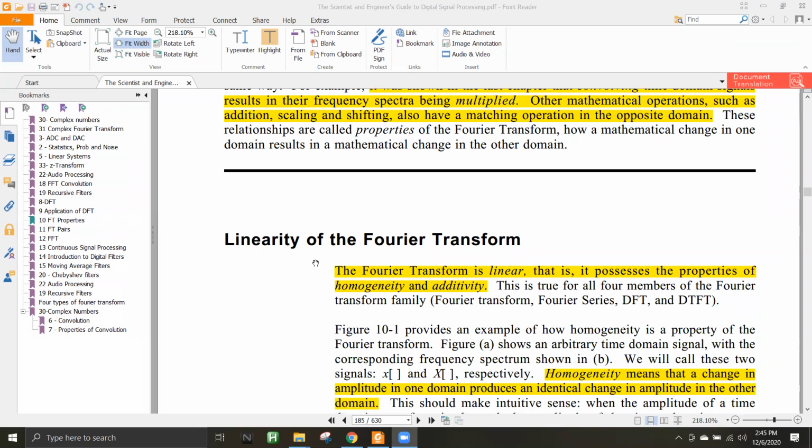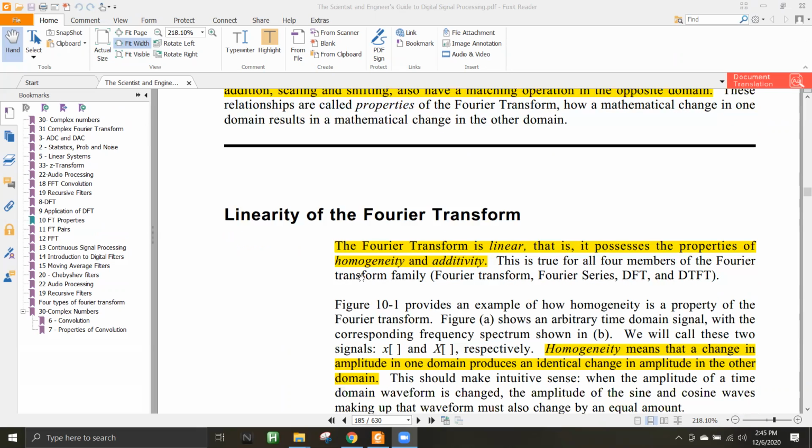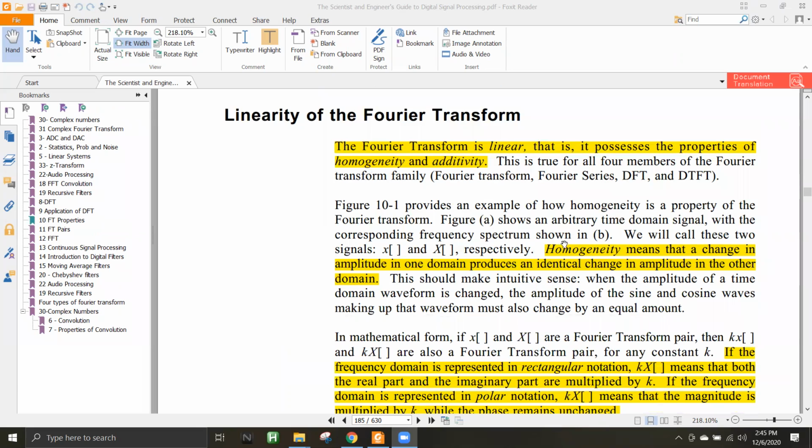So here first we talk about linearity. The Fourier transform is a linear operation. To put it simply, it has both the homogeneity and additivity properties. In case you forgot what they mean, homogeneity means that a change in the amplitude in one domain produces an identical change in the amplitude in the other domain. So in terms of function, homogeneity would be something like this: F of ax would be a times F of x.